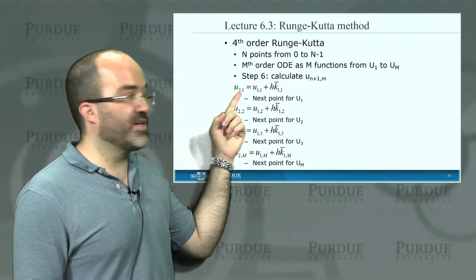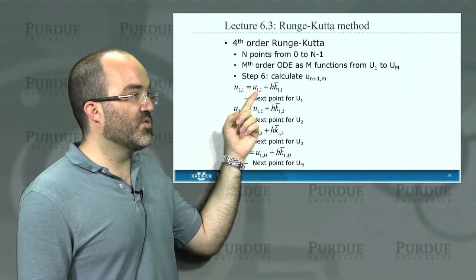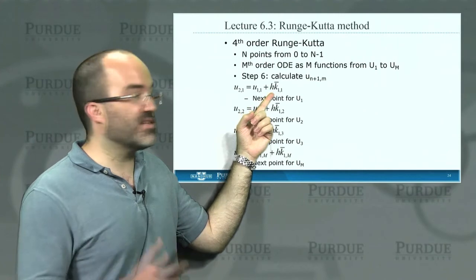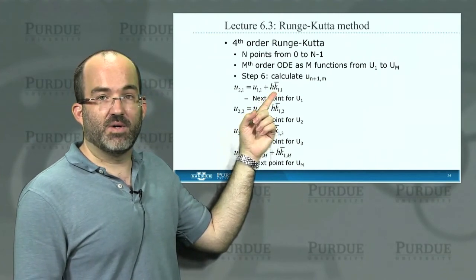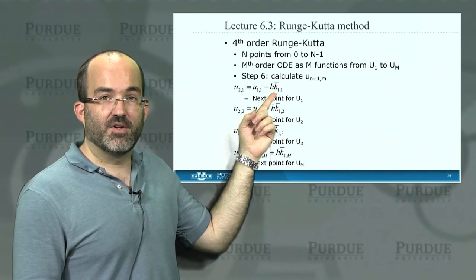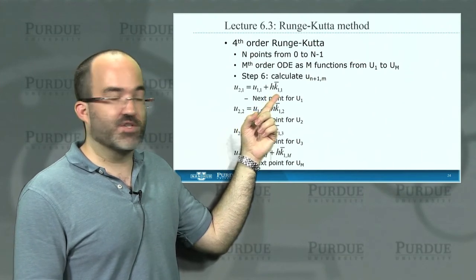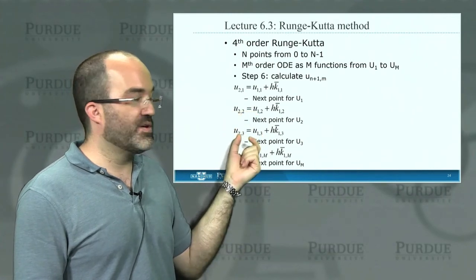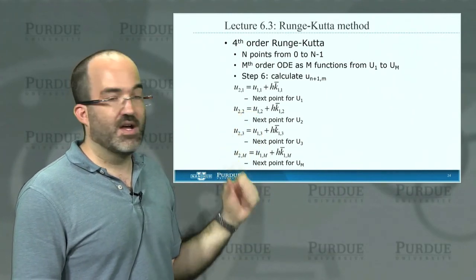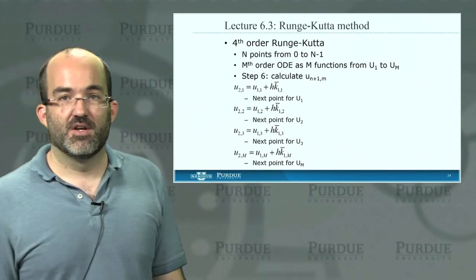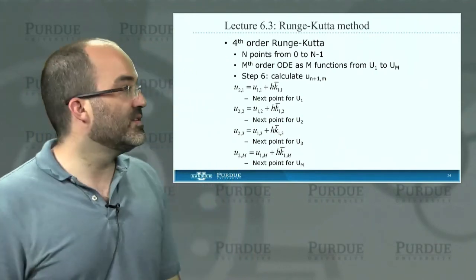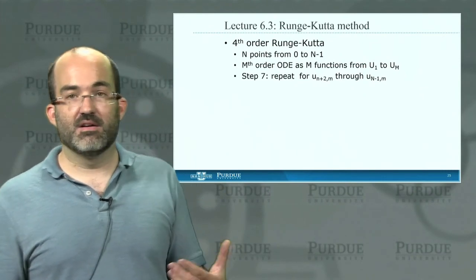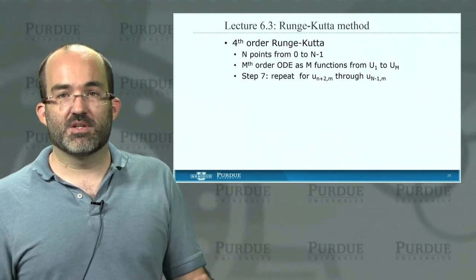U2, the second point for the first equation, is U11, the first point for the first equation, plus h, the distance, multiplied times k11 bar, the average slope for the first point for the first equation, and that gives us the next point. And you do that for the second equation, the third equation, and all the way down to the nth equation. So now we've calculated what our next point is, and we can repeat to calculate u sub n plus 2, and then u sub n plus 3.